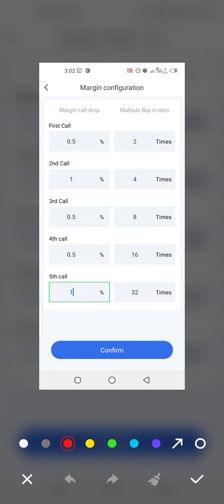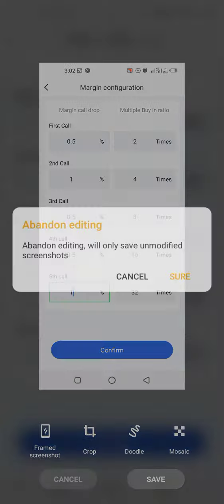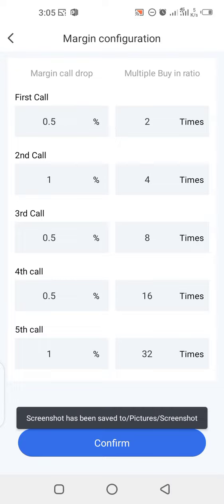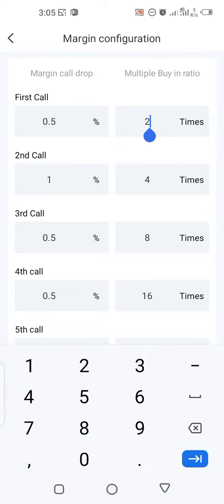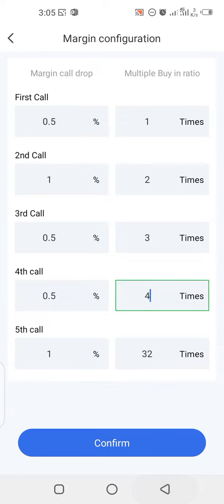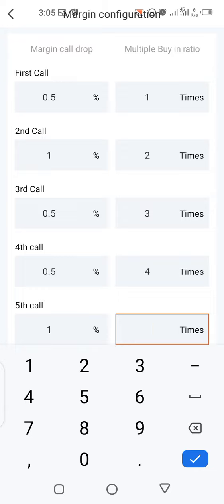But if you have less, we can still work on the margin calls. For example, you can put a 1 here. We put a 2 here. Put a 3 here. Put a 4 here. And then put a 5.